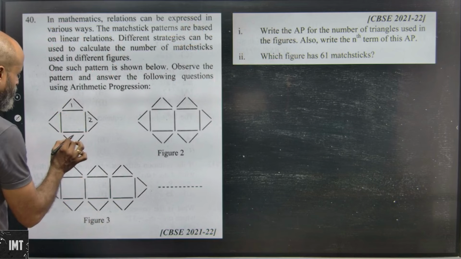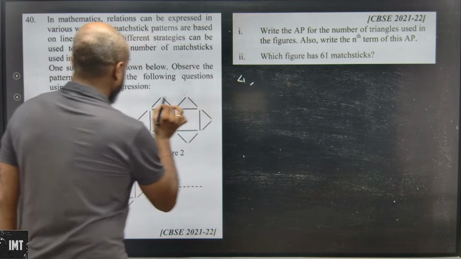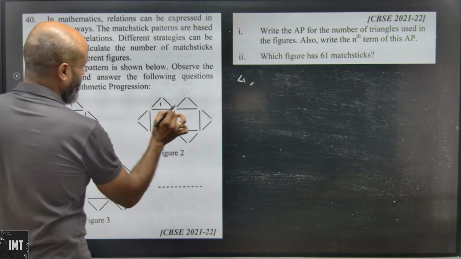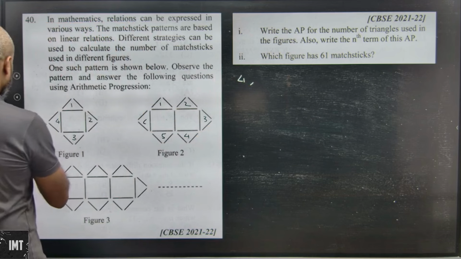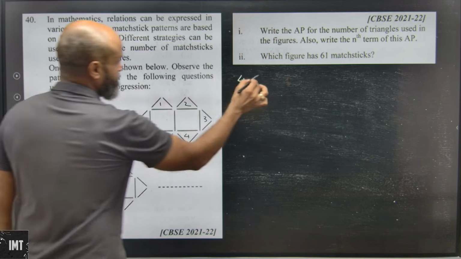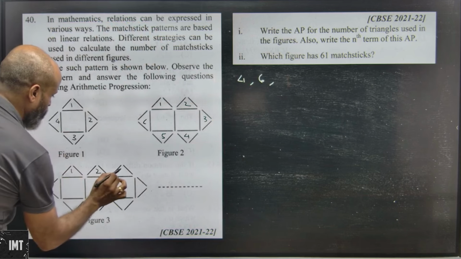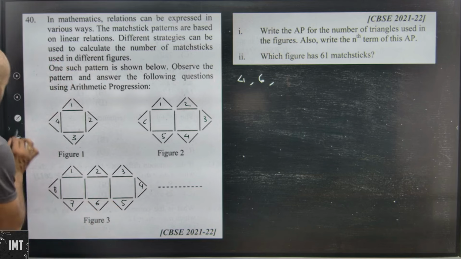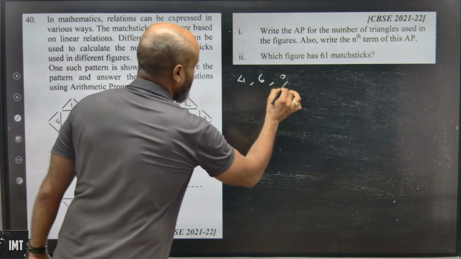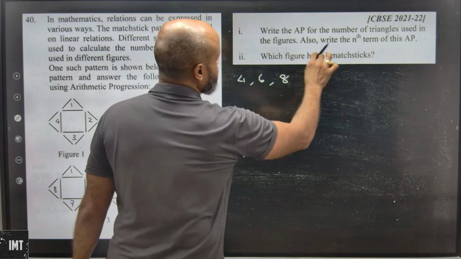1, 2, 3, 4. So the first term is 4. Okay, let's move on to the second one. 1, 2, 3, 4, 5, 6. So that gives you how much? 6. Okay, let's move on to this one. 1, 2, 3, 4, 5, 6, 7, 8. So how many do you get? 8. So obviously this is an AP. Write the AP for the number of triangles and also write the nth term.